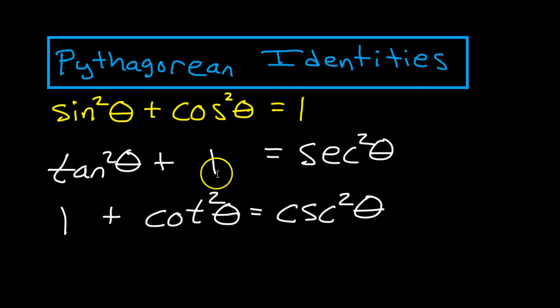If you recognize it, look at the white ones. They both involve some sort of a tangent function, tangent, cotangent, squared, and they both involve the number 1 being added on. And then the result is some sort of a secant function, either secant or cosecant. So, some sort of a tangent, the number 1, and some sort of a secant.